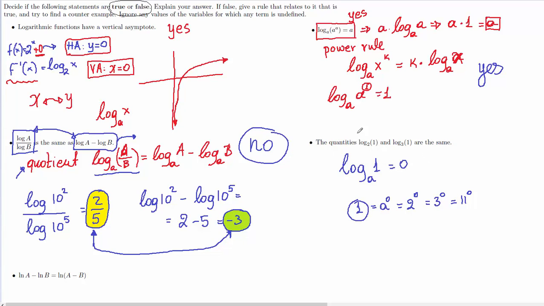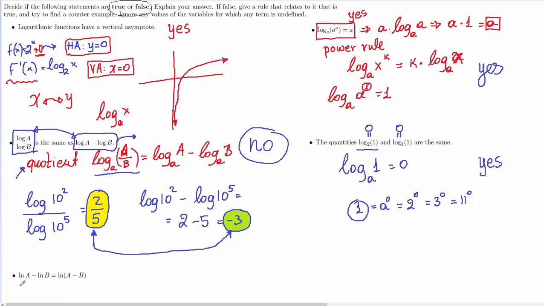Okay, so let's say, what is this? The argument here is 1. So this is going to be nothing else than 0. What is this? Log with base 3 of 1. This is equal to 0 as well. So the answer for this problem is nothing else than yes, these two are the same.